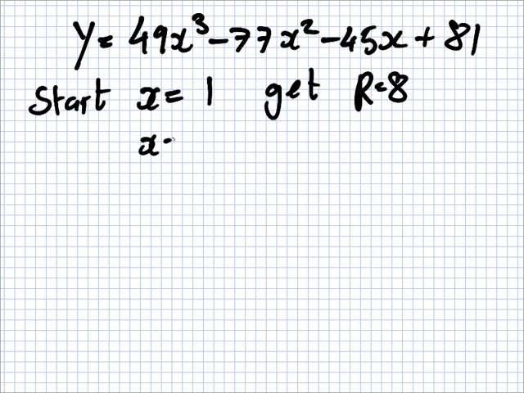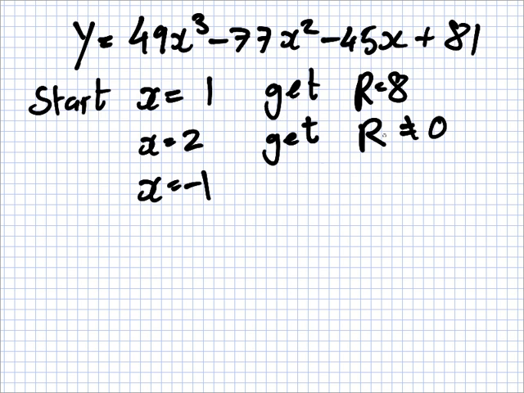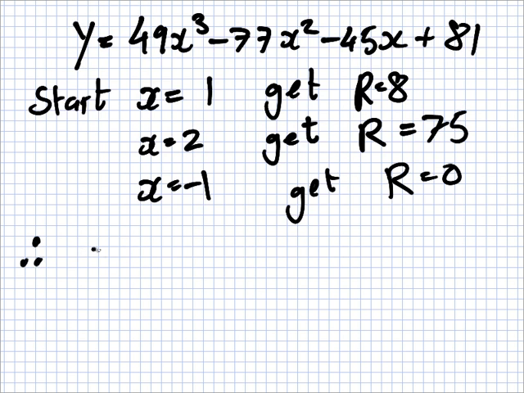I could try 2. What would I get? I don't think minus 1 would work, would it? Did you try it? It is minus 1. Okay. What was it when it was 2? Not 0 anyway, that's for sure. What is it? 75, alright. But you're saying when I use minus 1 I do get 0? Okay, remainder 0 then. So therefore, x plus 1 is a factor.